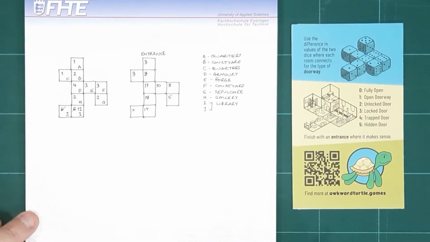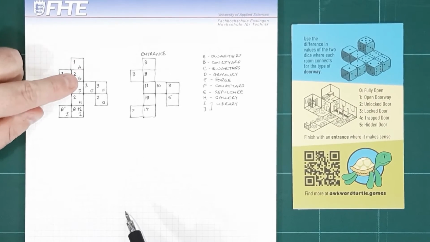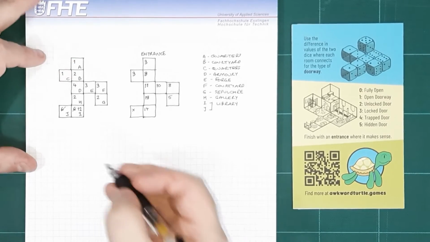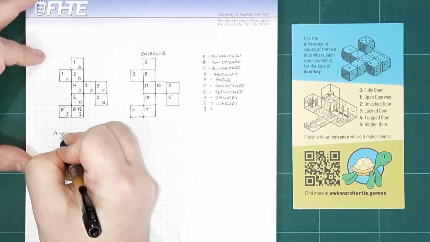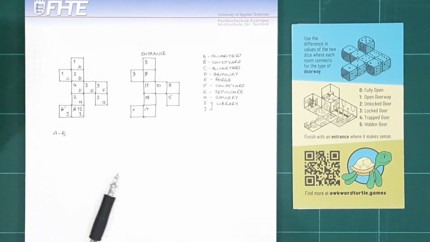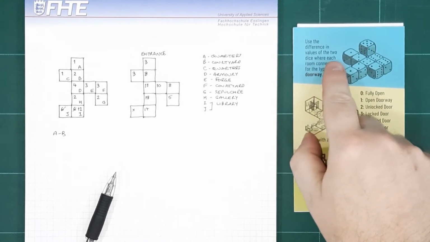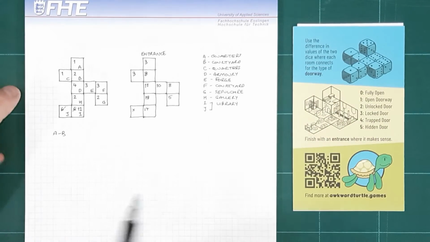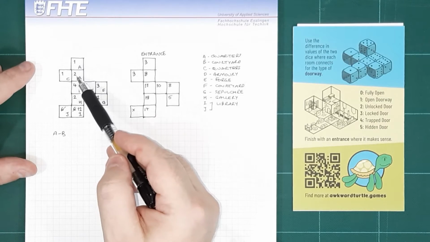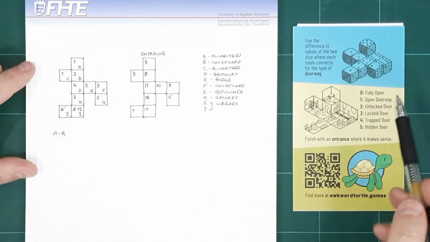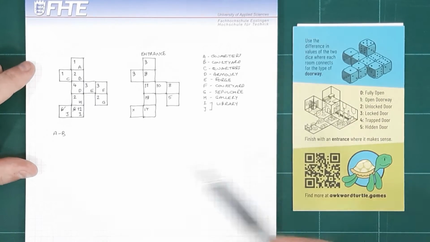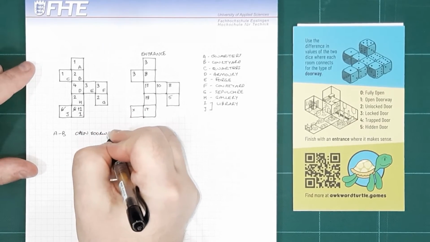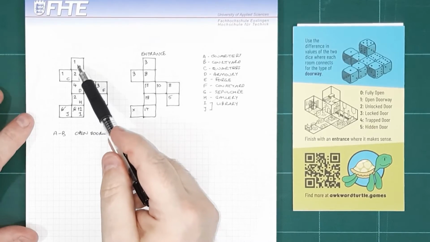Okay, so the first connection is going to be from A to B. There's going to be some kind of door or connector between A and B. Use the difference in values of the two dice where each room connects for the type of doorway. Okay, so the difference. Well, this was a 1 and this was a 2. So the difference is 1, which means it is an open doorway. Okay, so it's an open doorway between this area and this area.